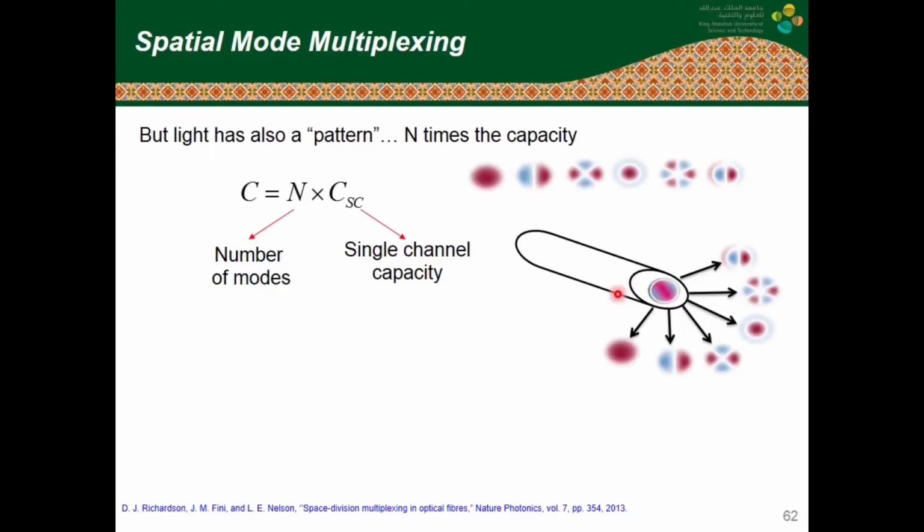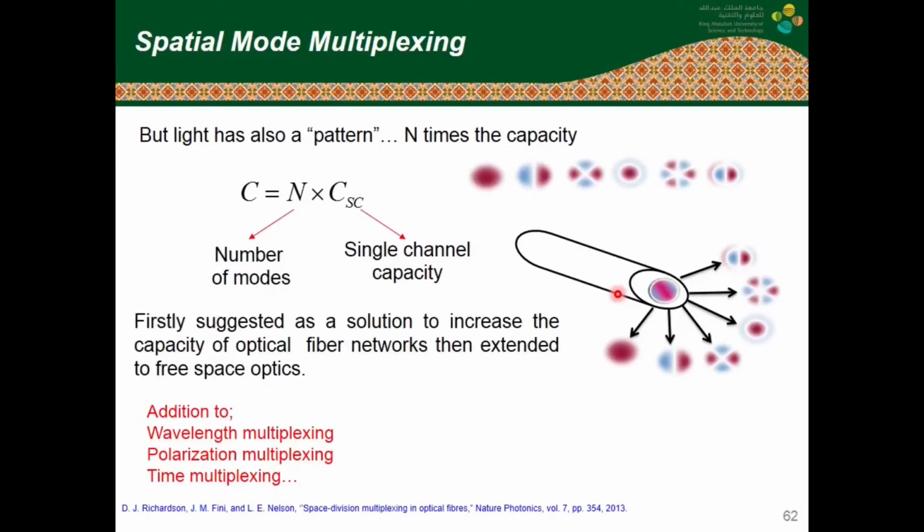This concept is known as spatial mode multiplexing and was first suggested in optical fiber communication and then extended to free space channels. The concept of spatial mode multiplexing is in addition to wavelength division multiplexing, polarization division multiplexing, and time division multiplexing. So for one particular light pattern, you can use multiple wavelengths and two orthogonal polarization states, and you can send it over different time slots.